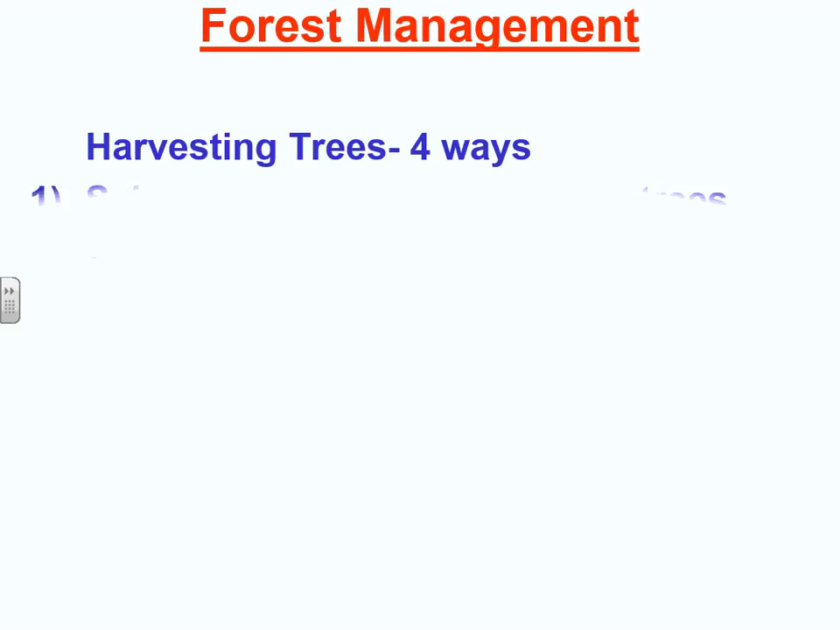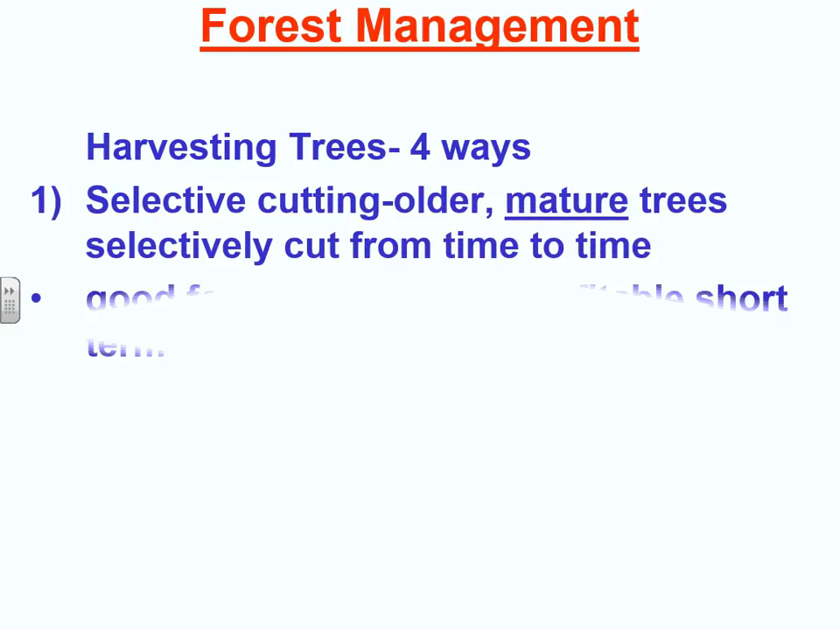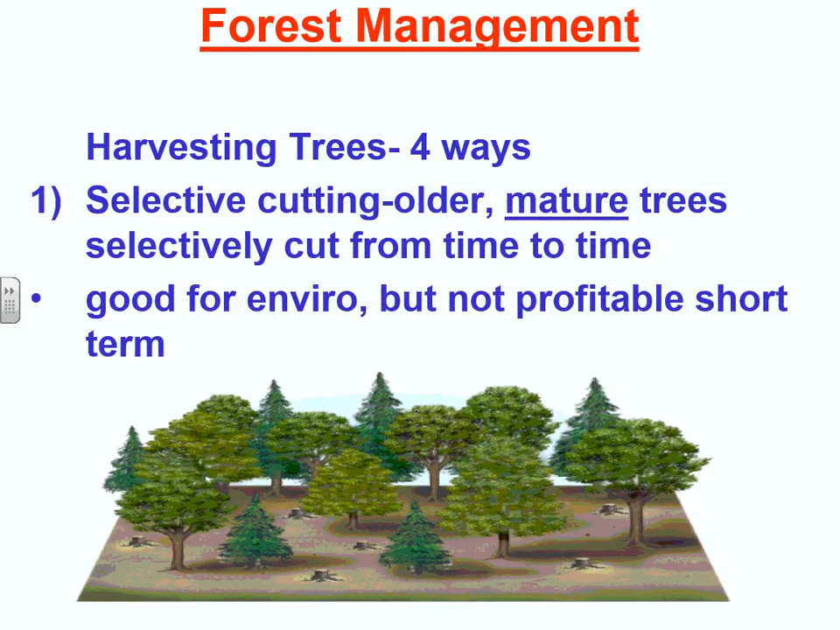Selective cutting, as it says, is when a timber or lumber company is going to go into a forest and they are going to cut the mature trees and leave everything else behind. So mature trees are selectively cut from time to time. Of the four, this is the best for the environment. So I'm going to present it to you from the best for the environment to basically the worst. So this out of the four is the best for the environment.